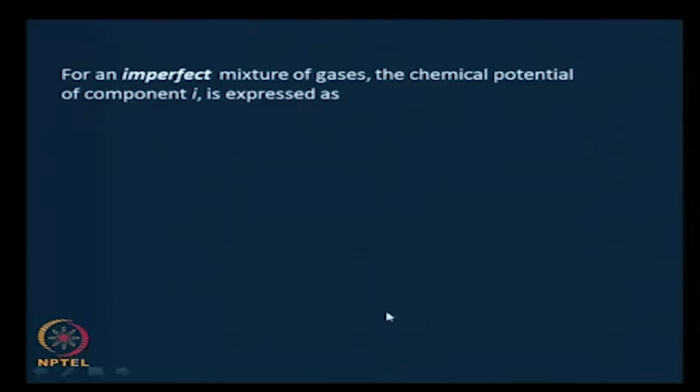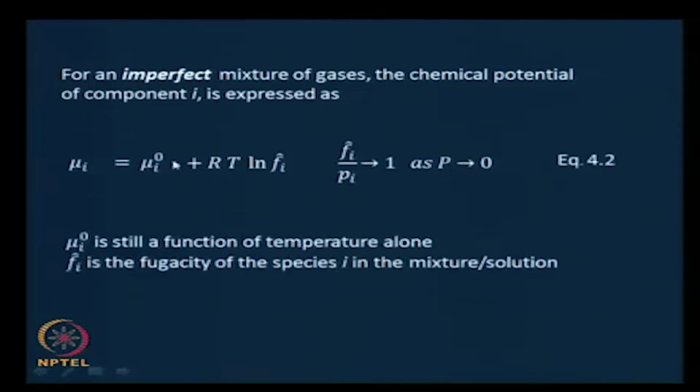Whereas for an imperfect mixture of gases, the chemical potential of each component i is expressed as mu i equals mu i naught plus RT ln fi hat, which is the fugacity of that component in that mixture. And of course, for completeness, fi hat by Pi tends to 1 as the total pressure tends to 0. Mu i naught is a function of temperature alone, and fi hat by the partial pressure of i is defined as the fugacity coefficient of i.